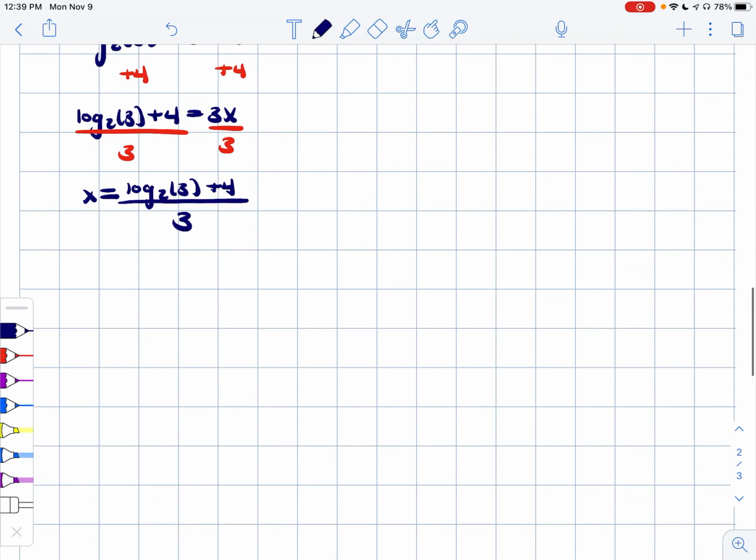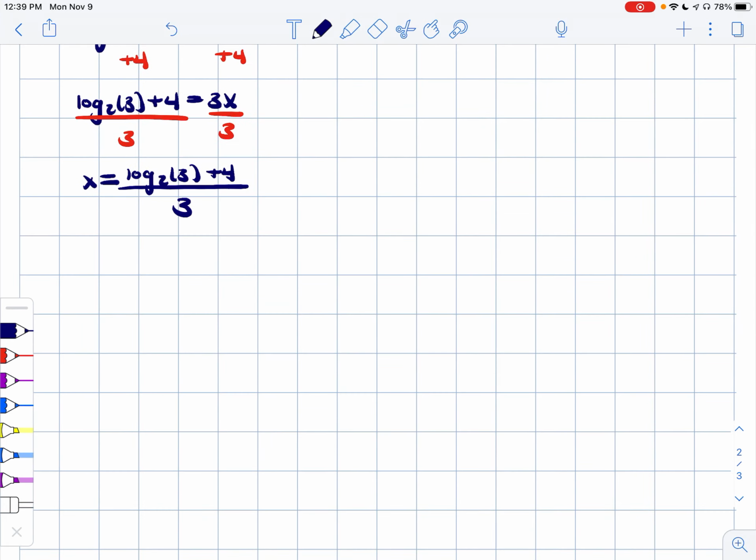And then if you want a decimal approximation, you're going to want to use your change of base property. So this would become the log of 3 divided by the log of 2 plus 4, all over 3. And if you plug that in, that's approximately 1.862.